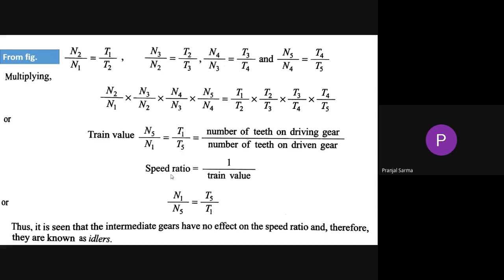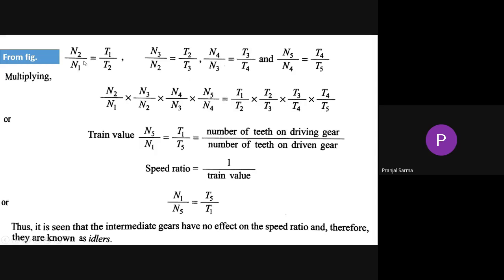From our previous diagram, if we consider the first pair, I can write n2 by n1 equal to t1 by t2. That knowledge we already have. Similarly, for the second and third pair, n3 by n2 equals t2 by t3, where capital T represents the number of teeth on the gear. Similarly, for the third and fourth pair, n4 by n3 is inversely proportional to the number of teeth, that is t3 by t4, and so on.